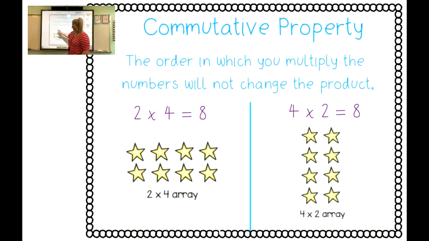Well, this is an array that shows 2 times 4 equals 8. 2 times 4, I have 2 rows with 4 in each row, and that gives me 8. But if I flip those numbers around, that gives me 4 times 2, and I have 4 rows with 2 in them each. They still both equal 8. You can switch them around because the product is going to be the exact same answer.